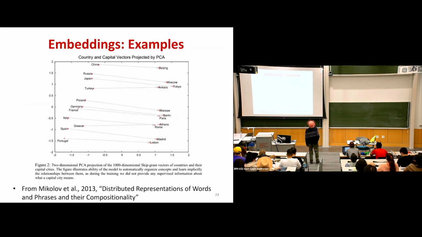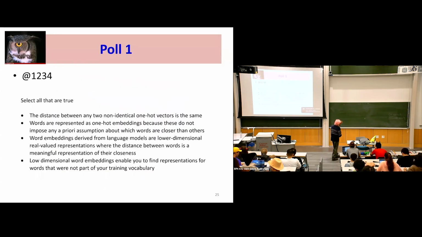Before that, there were actually other examples. I should have shown this, where they show that man minus woman equals king minus queen. So it learns the notion of gender and several other such beautiful relationships through this very simple mechanism. Anyway, here's your first poll.